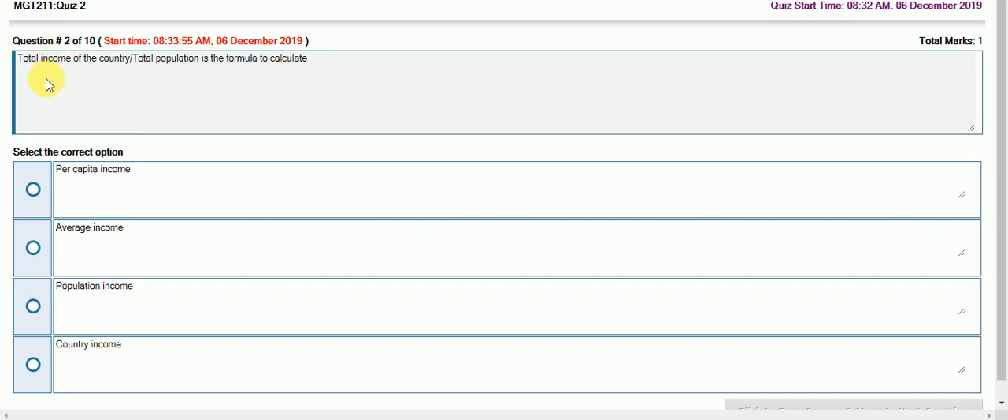Total income of the country, total divided by population. Total population is the formula to calculate the per capita income. Let's confirm it again. Total income divided by total population is the formula to calculate the per capita income. Yes.